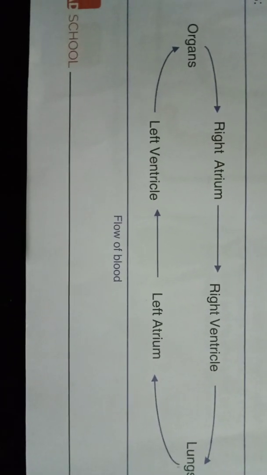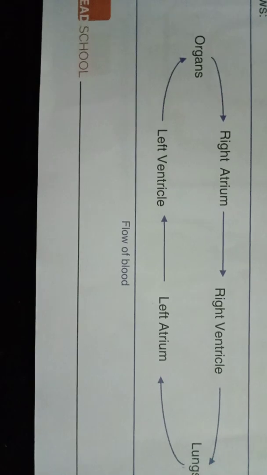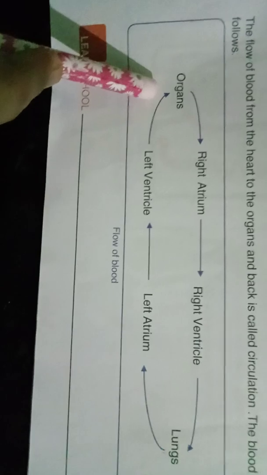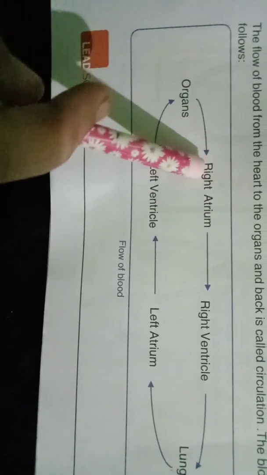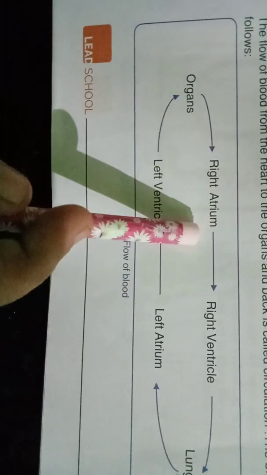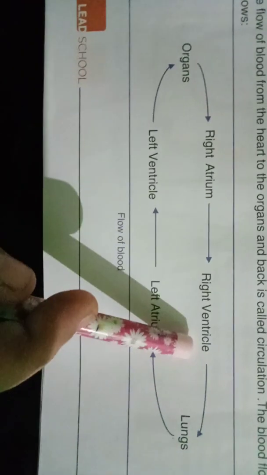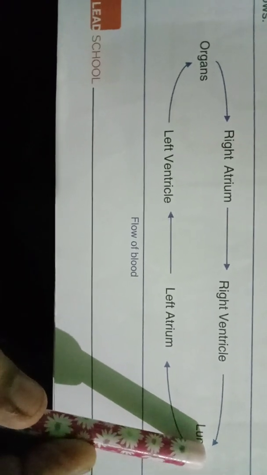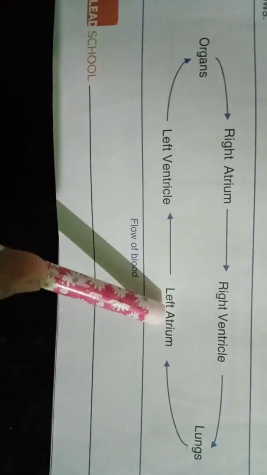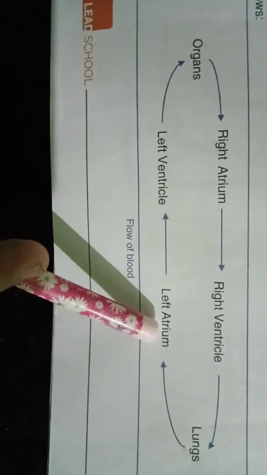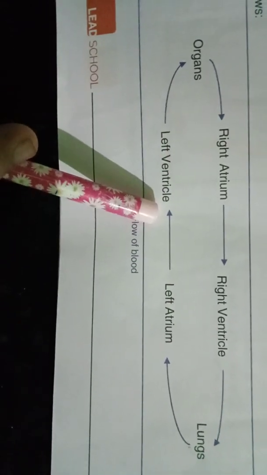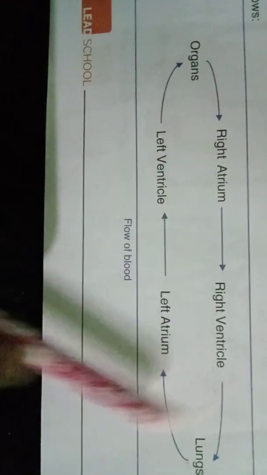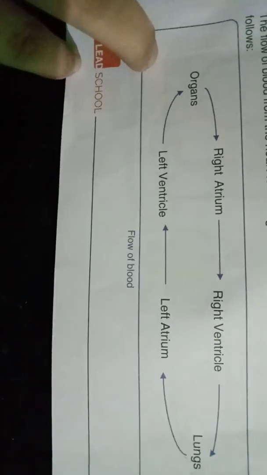The blood flows from the organs and reaches the right atrium. Then it reaches the right ventricle and then the lungs. From the lungs, the blood passes through the left atrium and reaches the left ventricle, and again it reaches the organs. This process is continuous like this. Okay.